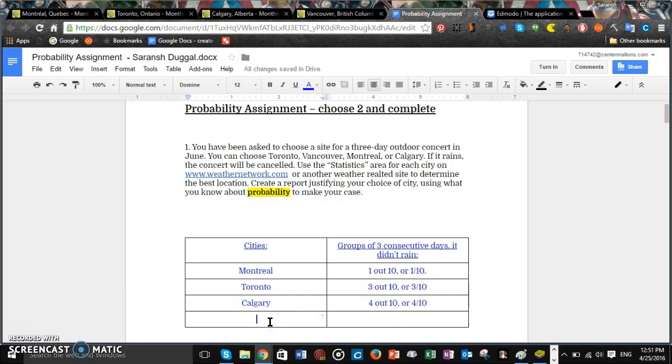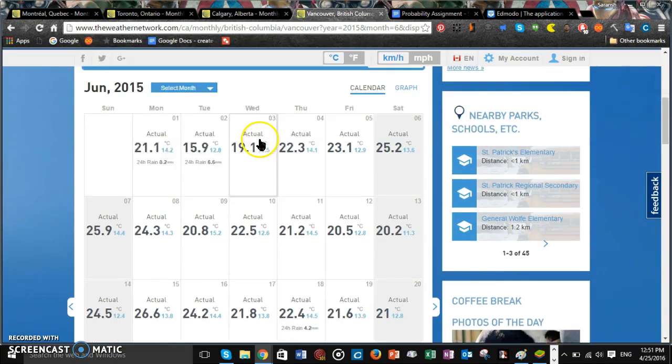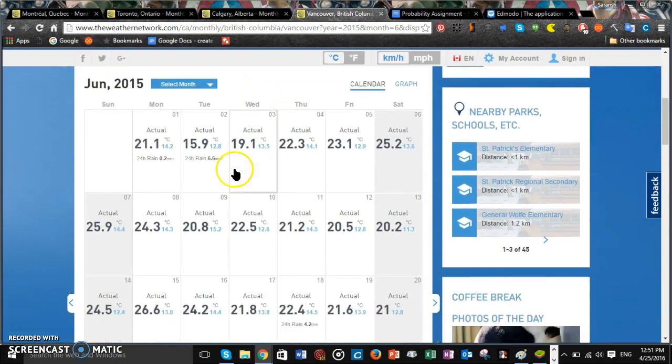So the last city we have is Vancouver. And there you go, so this is Vancouver. First and second it did rain. So now let's move on to third. Third, fourth, and fifth it did not rain, so that's the first group. 6th, 7th, and 8th it did not rain, so that's the second group.